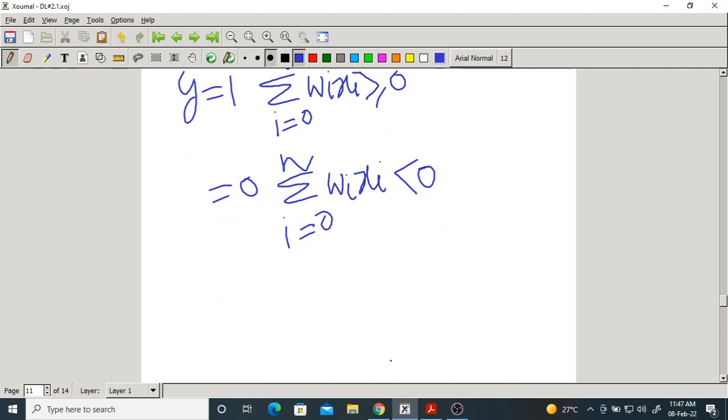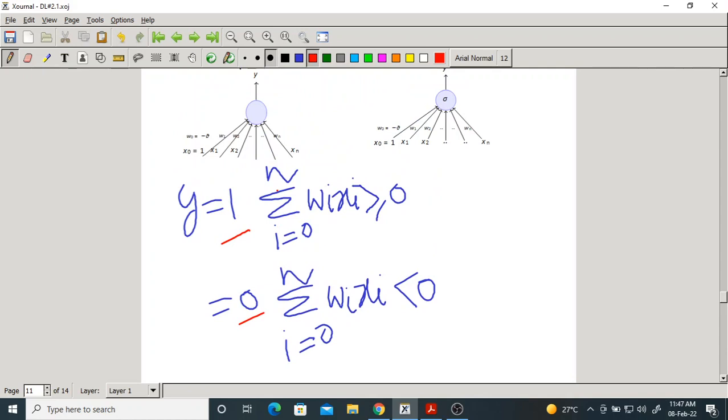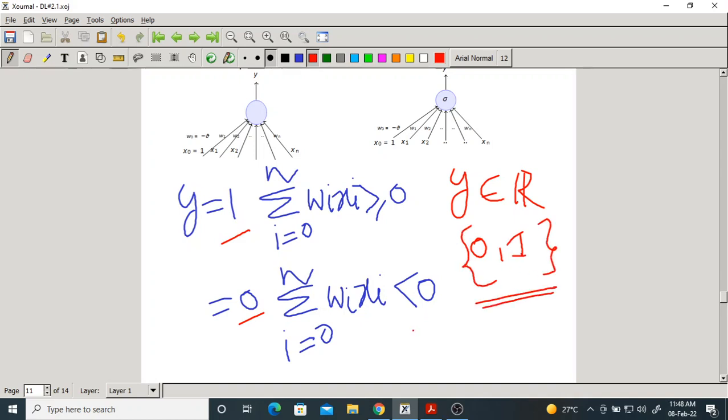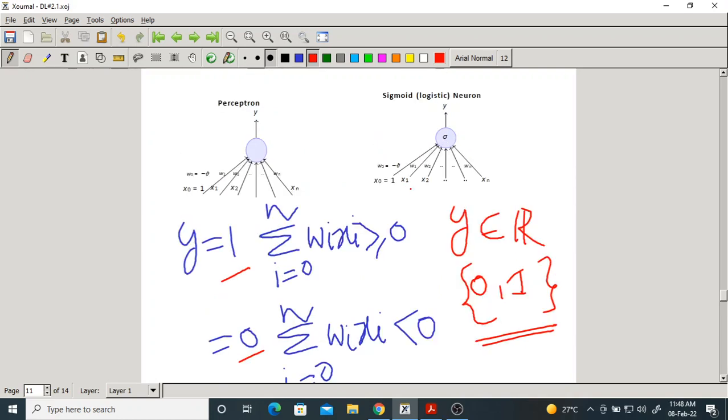The only difference is that in the perceptron y can be either 0 or 1, only two possibilities. But here y can be any real value between 0 and 1, just like a probability. Now this sigma indicates the sigmoid neuron. How to calculate the sigma, we will see now. The basic difference is the nature of the output. Everything else is the same.